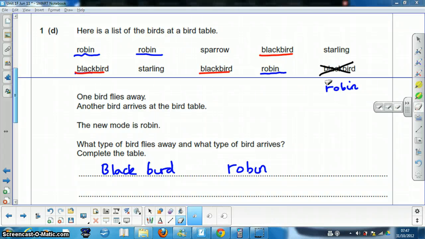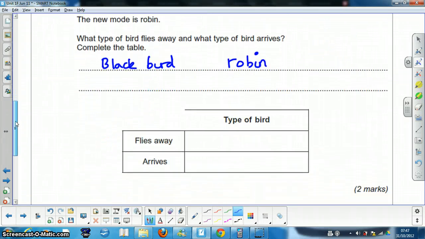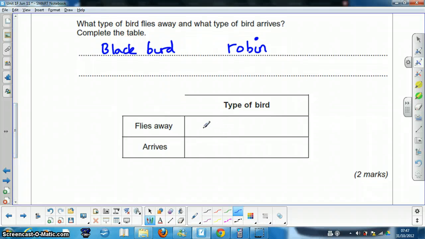Why couldn't it be another bird flew away and a robin arrived? Well, if another bird flew away, such as the starling, and it was replaced by a robin, then we would have 4 robins and 4 blackbirds. So there wouldn't be one particular bird that was more common than the others. Oh, here we are. We should have filled it in there. Blackbird, and robin.